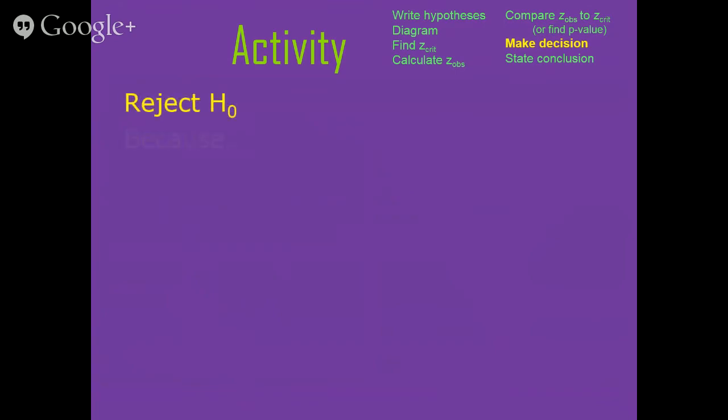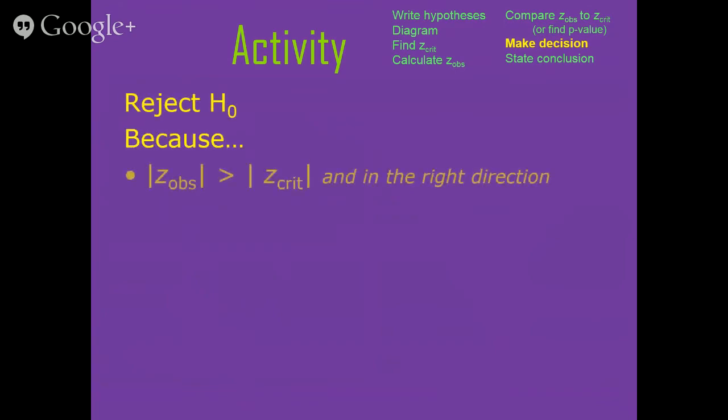Reject the null hypothesis. Because you can express this a lot of ways. Sometimes people try to write it in a single mathematical line. So the absolute value of the z observed is greater than the absolute value of z critical. And I don't have to add in the right direction for a non-directional test, because in any direction it works. But if we have a directional test, then you have to pay attention to not only whether the absolute value is greater, but is it on the right side of the mean? I mean, the right or the left, the correct side of the mean.